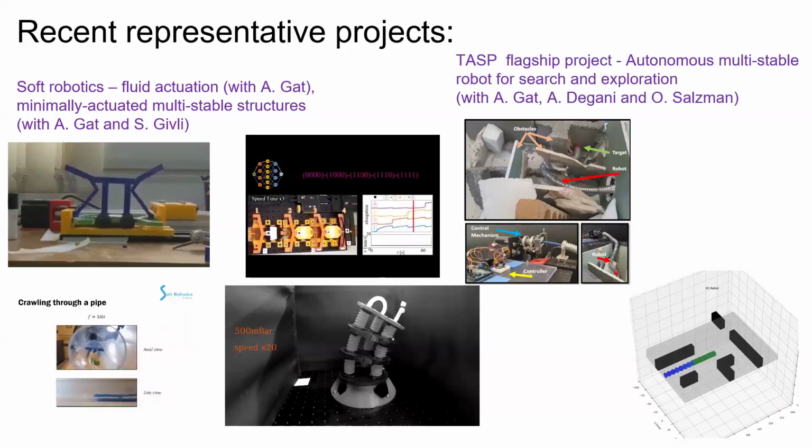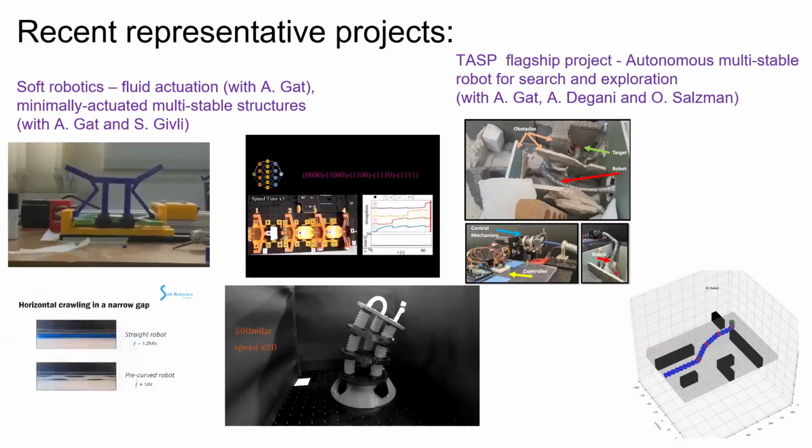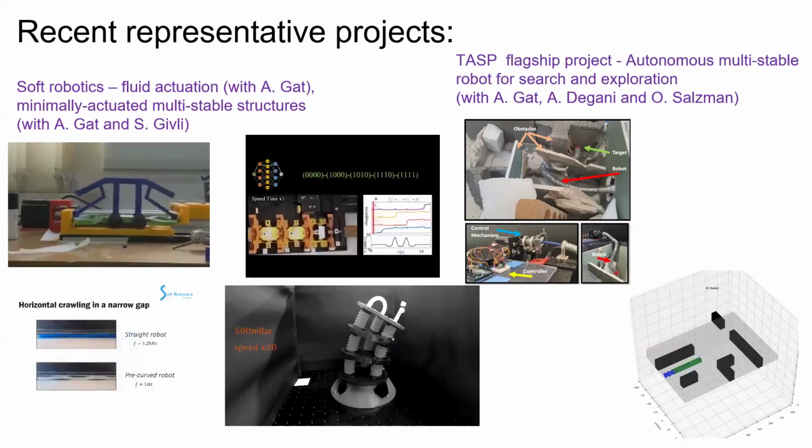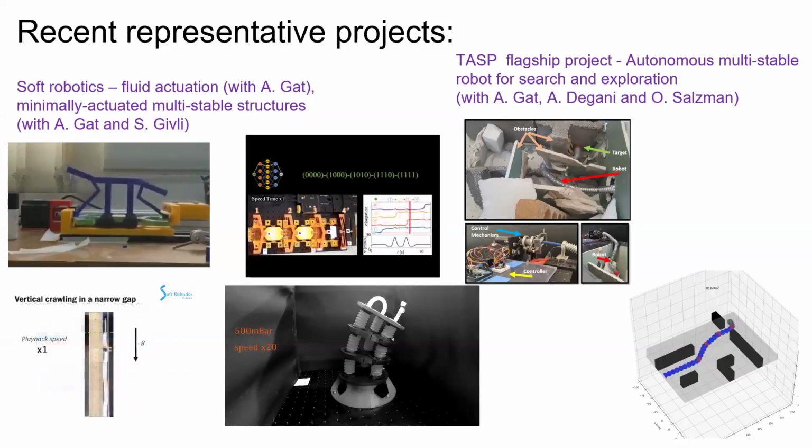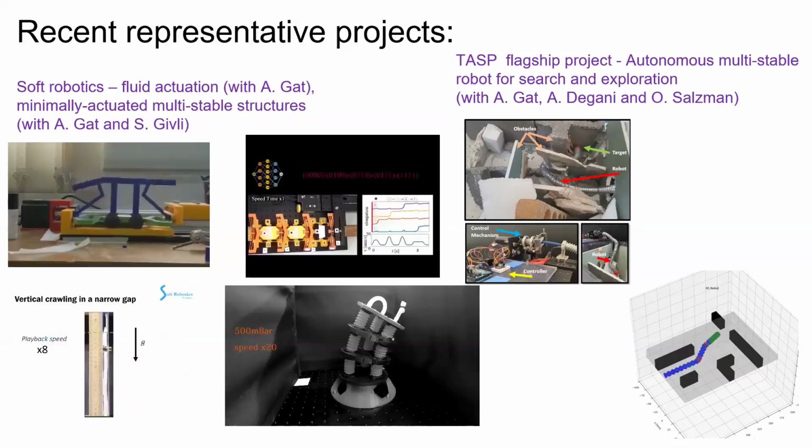And this is the flagship project of an autonomous multi-stable robot for search and exploration, jointly with Oren Salzman. Here it has parts of system integration, of actuation. It's also motion planning. This is like a snake-like robot with minimal internal actuation. There is a single internal robot that goes inside this snake-like pipe and changes its degrees of freedom by bending, extending, or contracting back with minimal actuation.